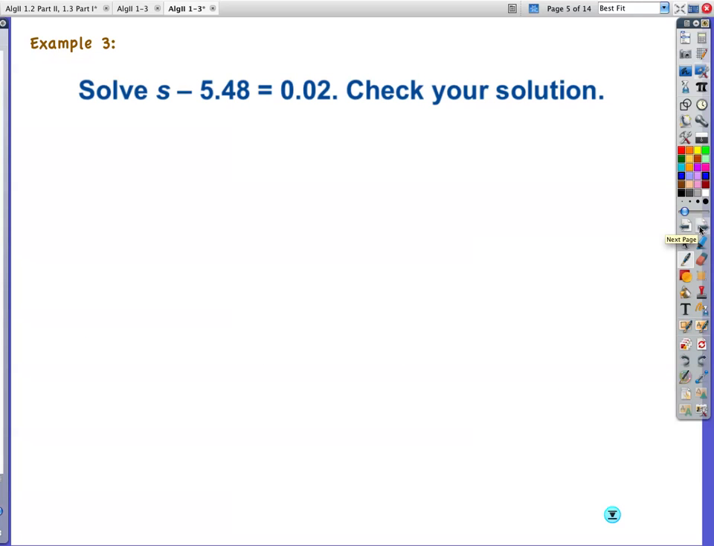Let's solve. I think we all have the basics of solving. So here's how I kind of work through it. To solve for s, I want to get s by itself. I need to get rid of the negative 5.48. So what am I going to do? I'm going to add 5.48 to both sides of the equation.